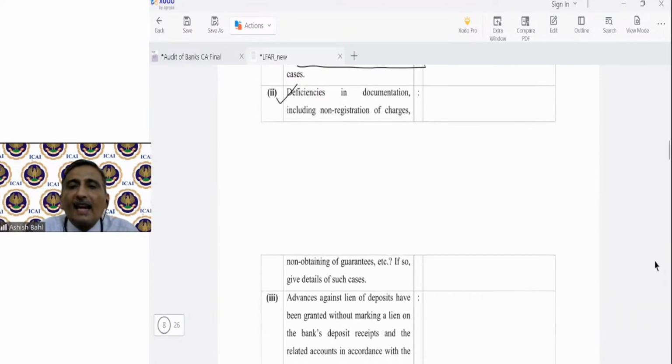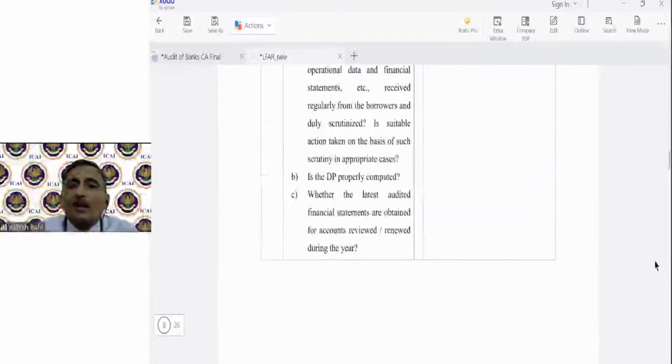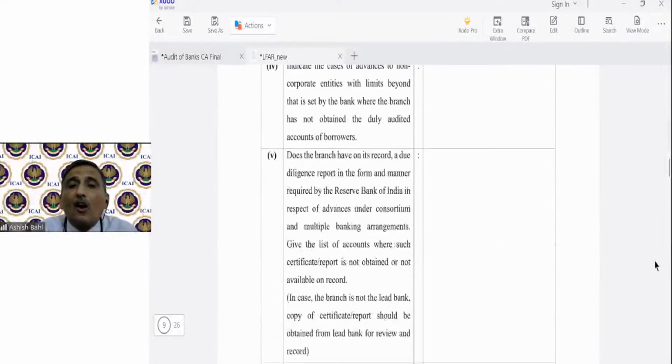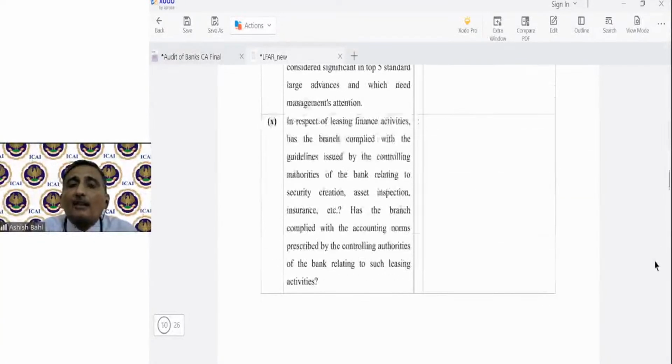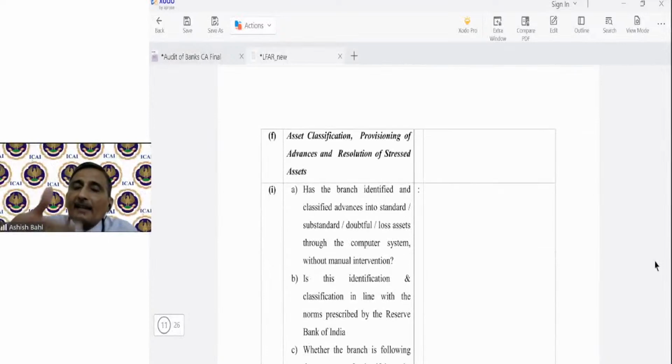So the LFAR has questions not only on advances, but on all aspects, on deposits, on liabilities, on asset classification norms, on provisioning. It has questions virtually on every aspect of banking.